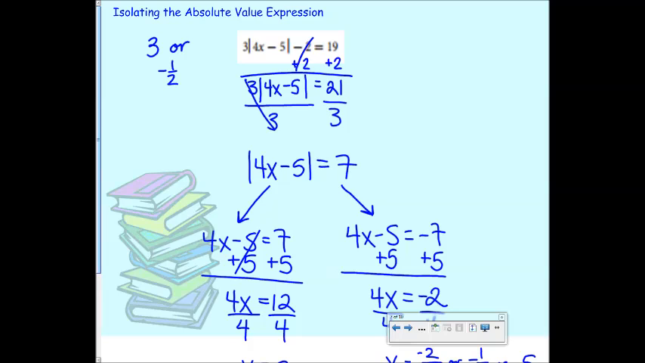If I plug in 3, I've got 4 times 3, which is 12. 12 minus 5 is 7. 7 times 3 is 21. 21 minus 2 is 19. If I do negative 1/2, I have 4 times negative 1/2, which is negative 2. Negative 2 minus 5 is negative 7. The absolute value of negative 7 is positive 7. 3 times 7 is 21. 21 minus 2 is 19. So again, we can always check our work by plugging in, but you want to go back and plug in at the very beginning to make sure that you were right.